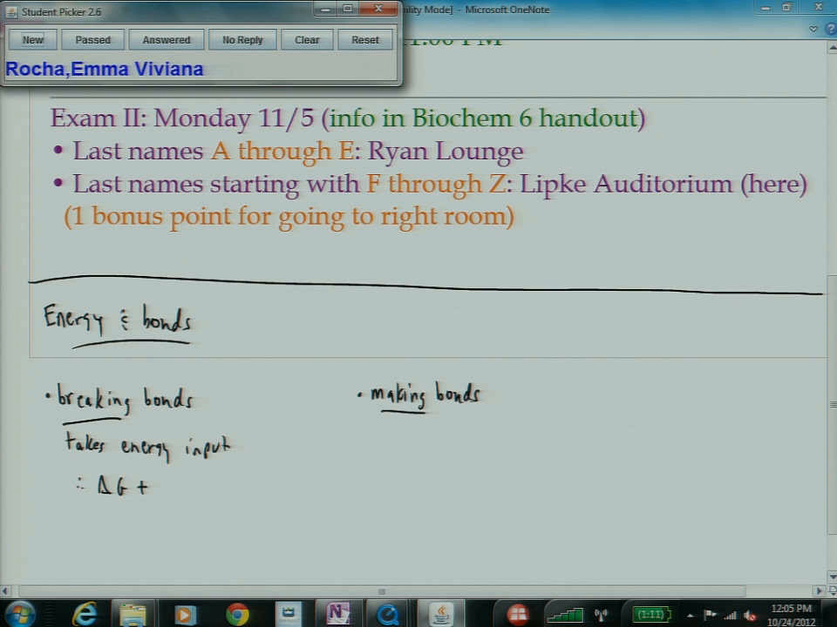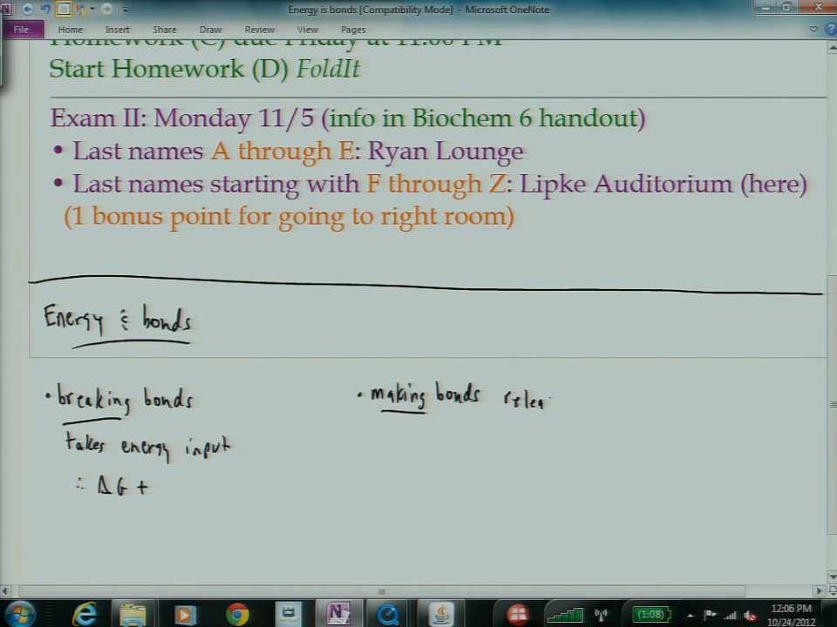Thank you. So making bonds releases energy. Therefore, delta G minus. The reason why I do it this way is there are many people that have this misconception that it takes energy to make a bond. And maybe you're picturing sticking pieces together, forcing Lego together to get it to snap together. And you need to erase that from your brain.